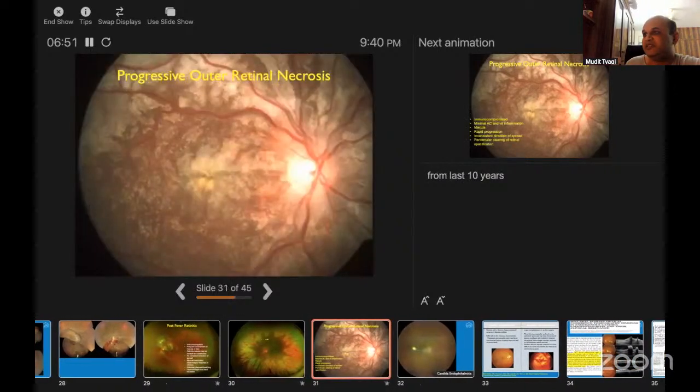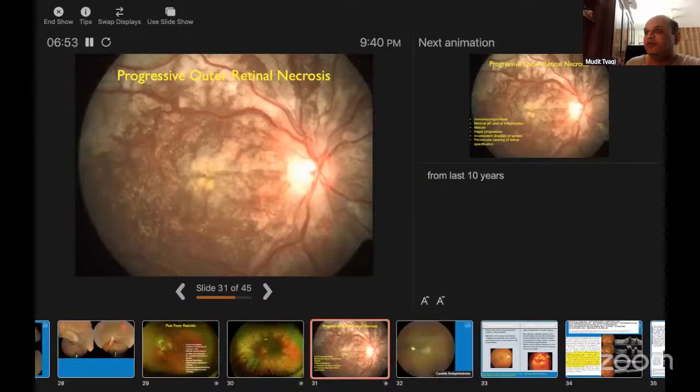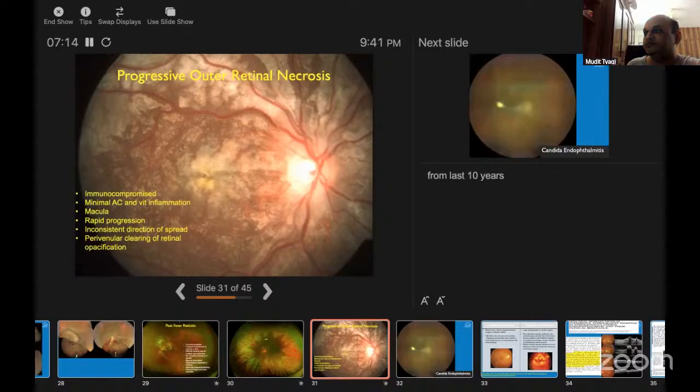Another disease which is easy to identify but must be kept in mind is progressive outer retinal necrosis, which occurs in immunosuppressed hosts and usually in patients with CD4 counts less than 50. And the characteristic pattern is what we call the cracked mud appearance, where you see these retinitis lesions and a characteristic perivascular sparing. So you see this extensive area of retinitis with perivascular sparing. Think of progressive outer retinal necrosis.